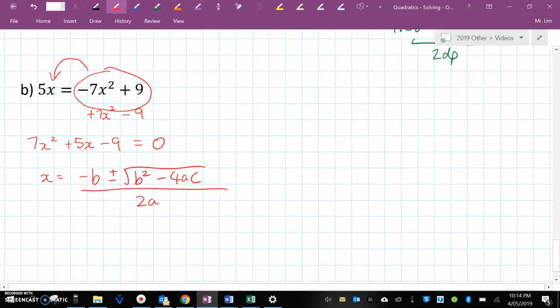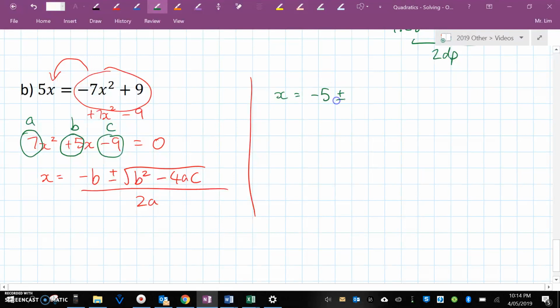And solve this question. So, remember, this is a, this is b, and this is c. So we've got minus b, which is minus 5, plus or minus the square root of b squared, so that's 5 squared, minus 4 times a, 7, times c, minus 9, all over 2a, 2 times 7.